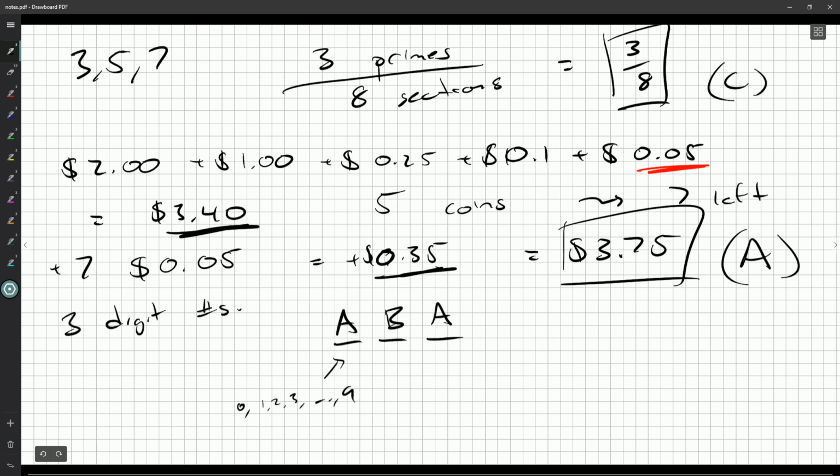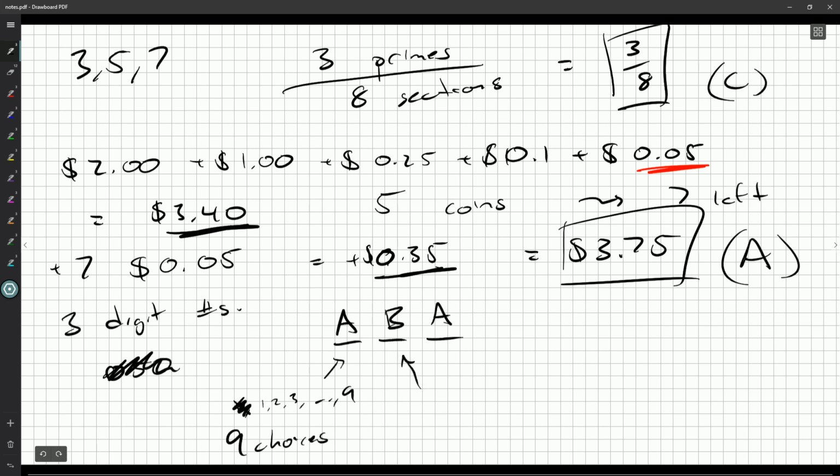Now, A can't be 0 because you'd be starting with 0, 5, 0, and that's not a 3-digit number. And even if it were, it's not above 100. This is technically just 50. So we've got 9 choices for A.